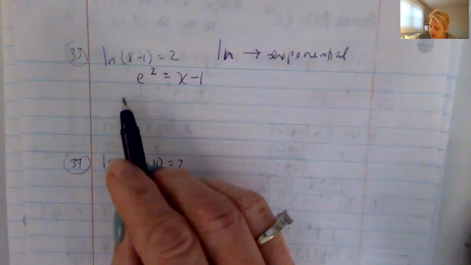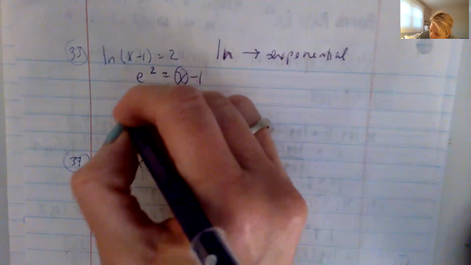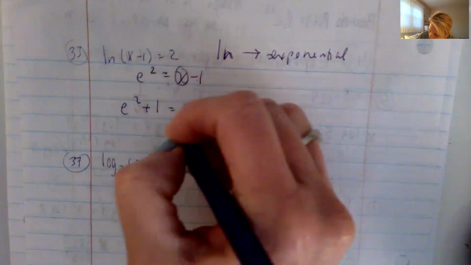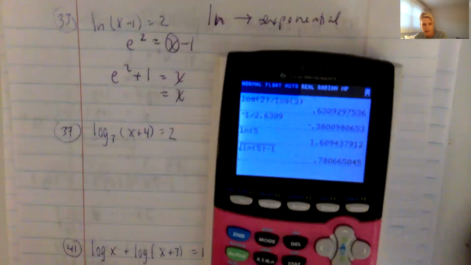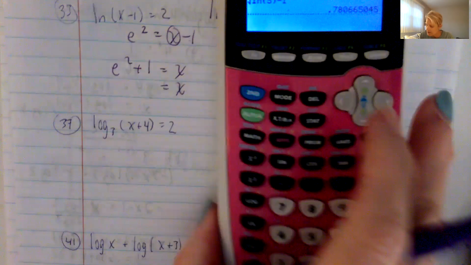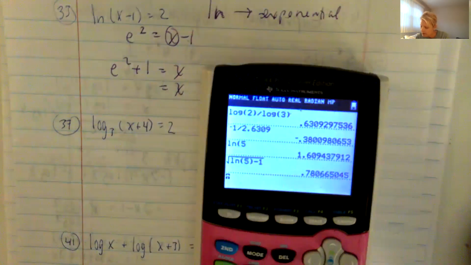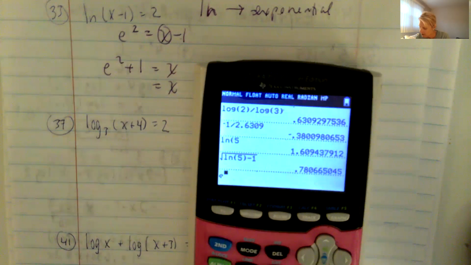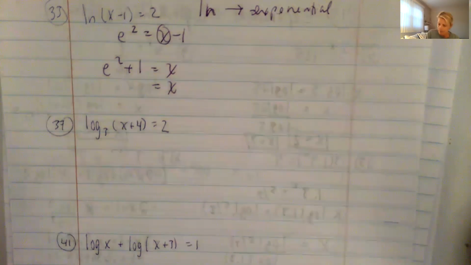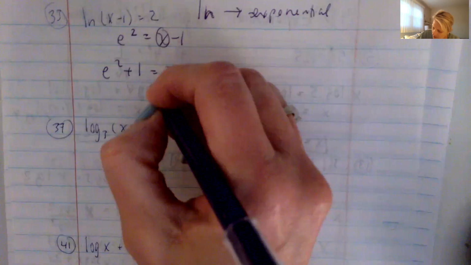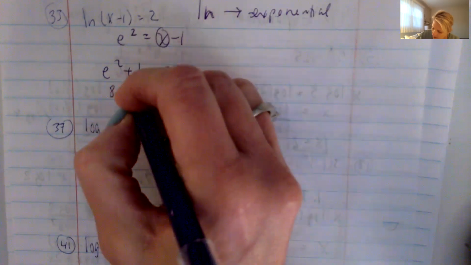Okay, and then we'll evaluate the e squared in a minute, but to solve for x, we're going to add 1 to both sides. So it's really e squared plus 1 equals x. And we can do that in our calculator. The natural number e is the second function on your natural log key. So e squared and then plus 1. And we get approximately 8.389.